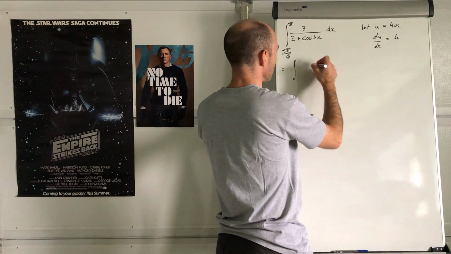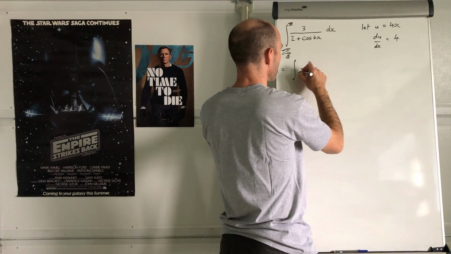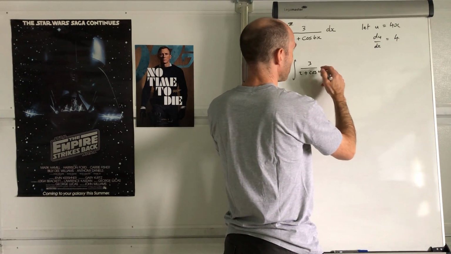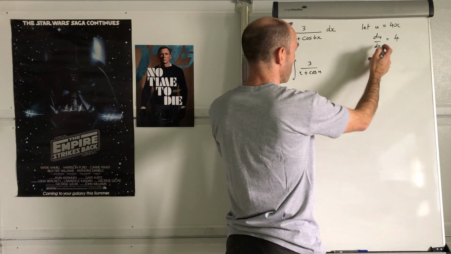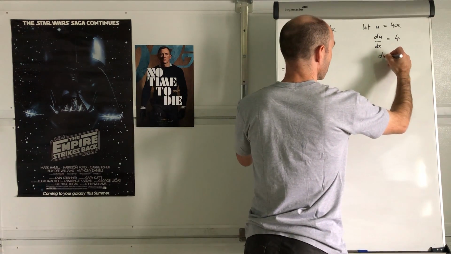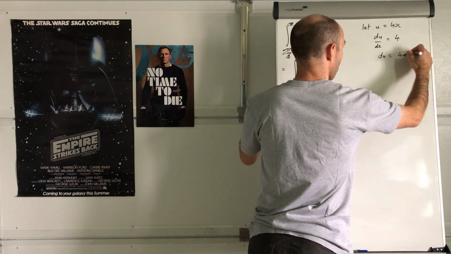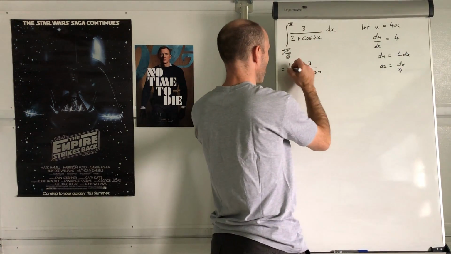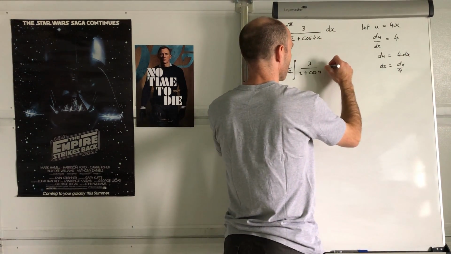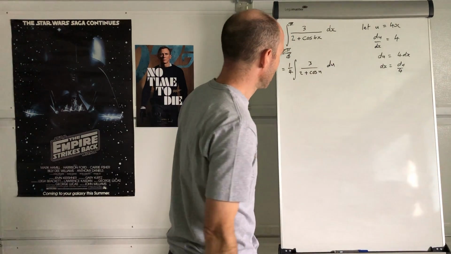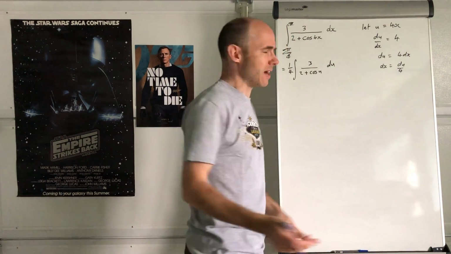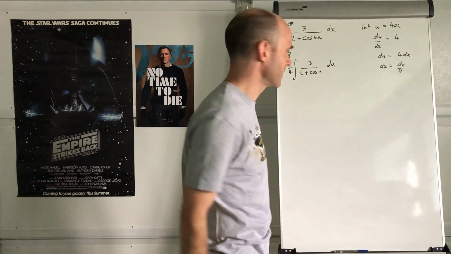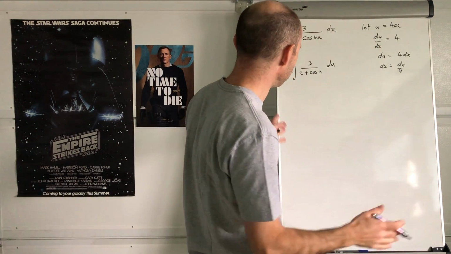And so we're going to get 3 over 2 plus cos u, and then dx will be du over 4. So du is equal to 4 dx, so dx is equal to du over 4. And I'm going to put that 4 there, okay? So we've got that. Slightly nicer, isn't it? You've got 2 plus cos u instead of 2 plus cos4x. Slightly nicer, okay?